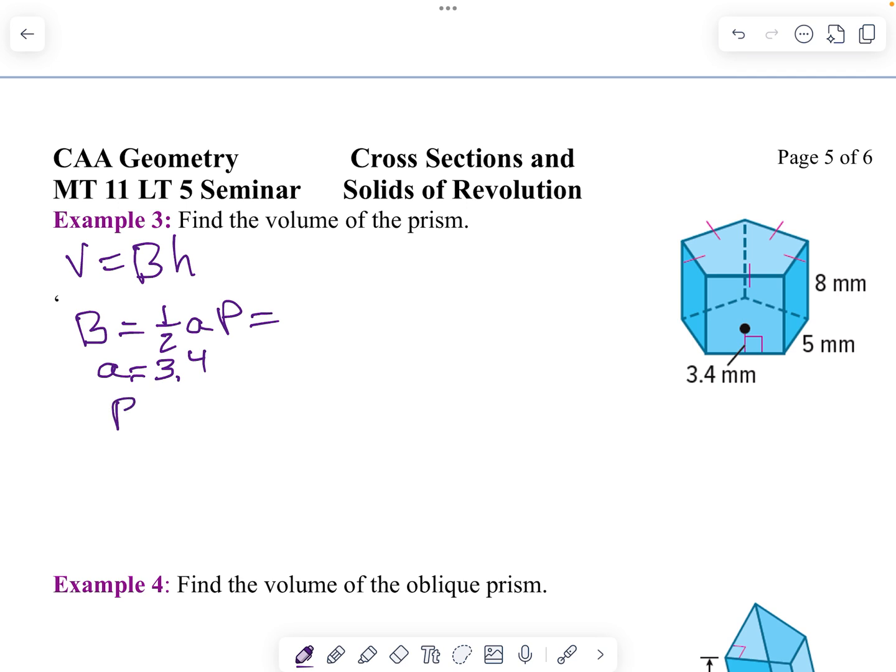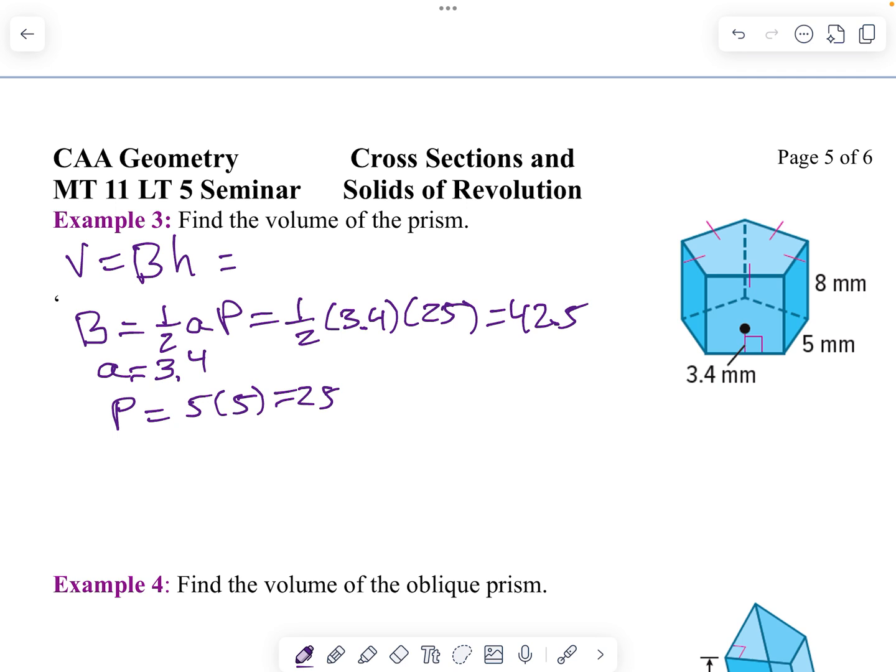I can find P really pretty easily because I know the side length. The side length is 5. So I'm going to say the perimeter would be, there's 5 sides, 5 times 5 is 25. So the area of my base is 1/2 times 3.4 times 25. When I do that, I get 42.5, don't I? I'm just using my calculator.